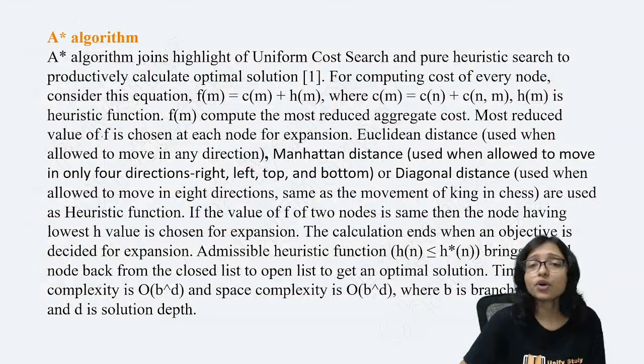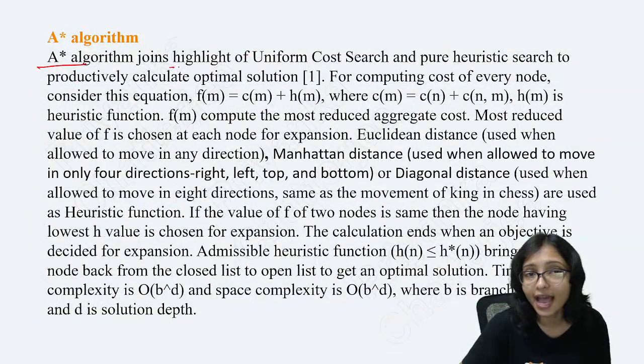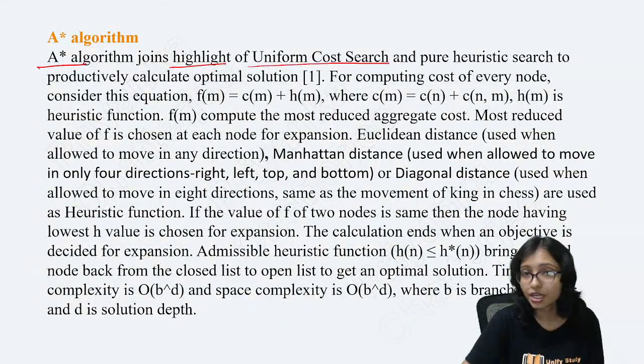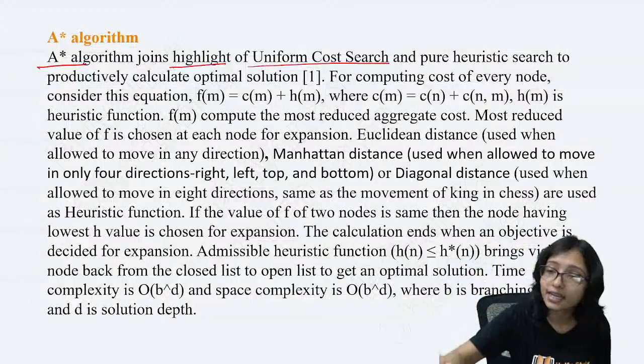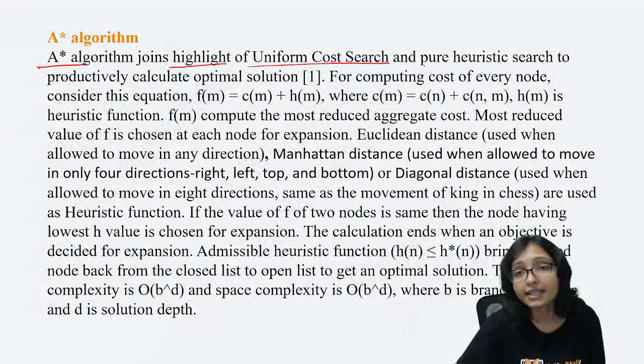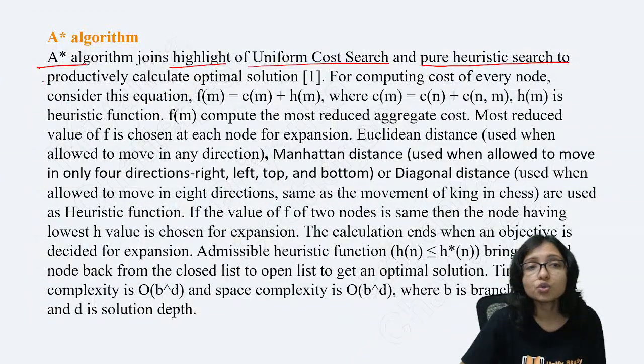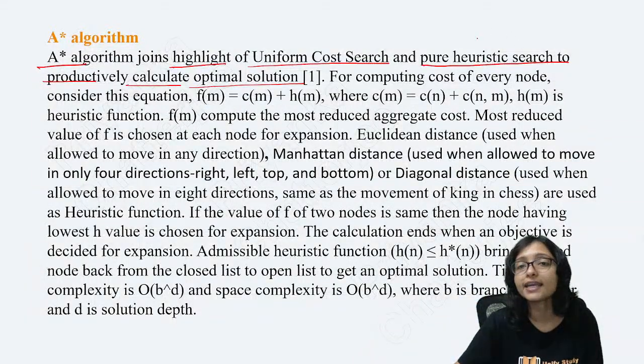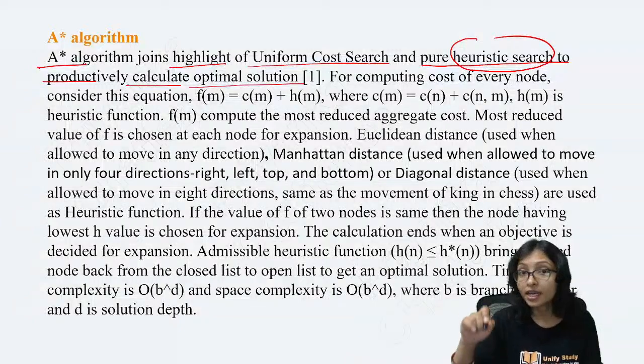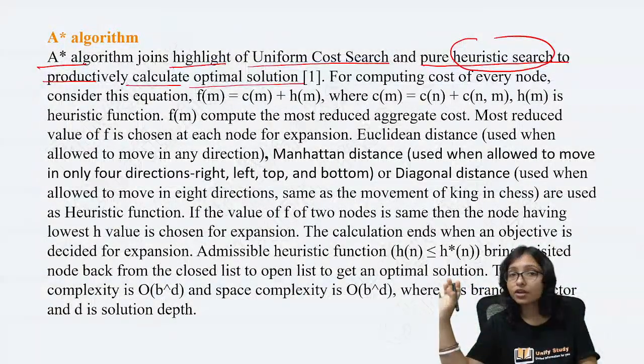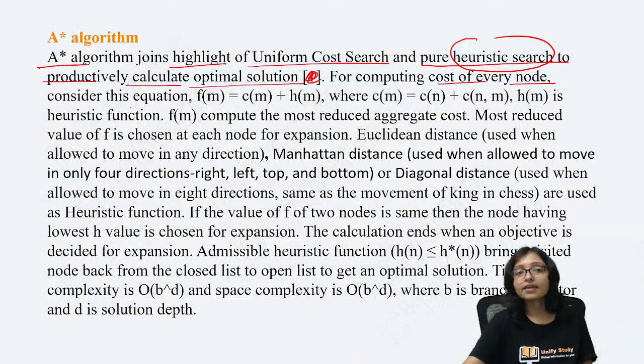Yes. Now if you compare with the A star algorithm, how is the A star algorithm working? A star algorithm joins the highlights of uniform cost search. It is using the technique of the uniform cost search model and the pure heuristic search to calculate the optimal solution. Here the extra thing we are adding is the heuristic search. In the uniform cost model the heuristic value was not there. But here we are adding the heuristic value for computing the cost in every node.